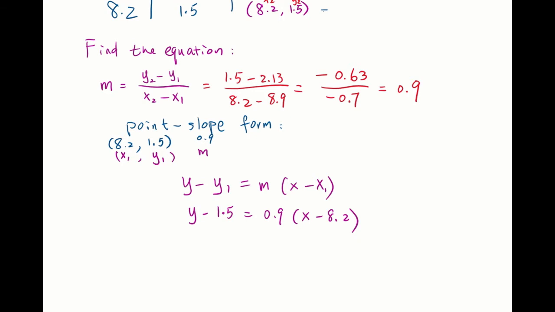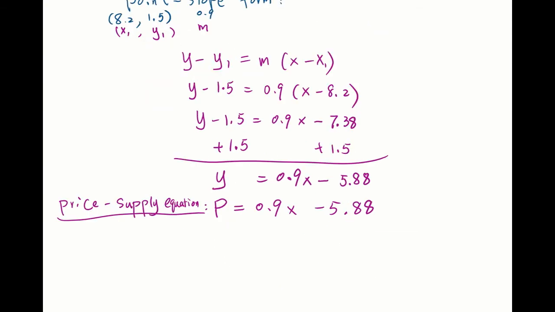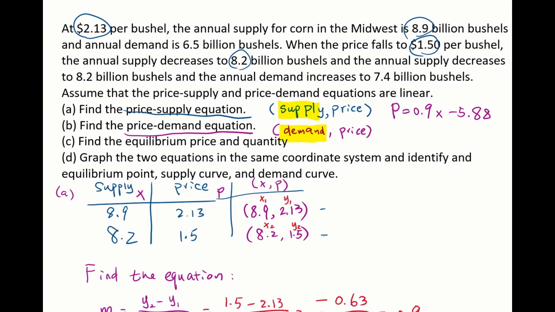Now let's plug in the numbers in the point-slope form. Now simplify this equation. This is the equation in the slope-intercept form. Remember our second coordinate is P, not Y. So now I'm going to change this Y into P. P equals 0.9x minus 5.88. And this is our price-supply equation. This is the answer for part A, the price-supply equation.